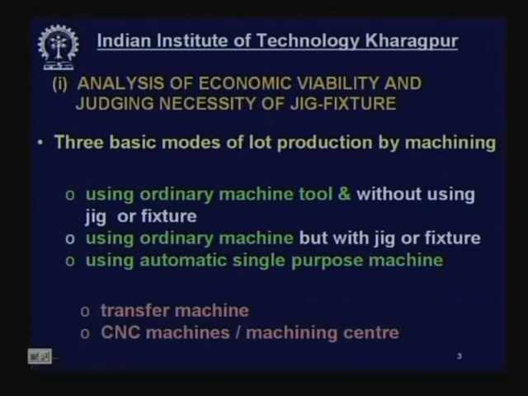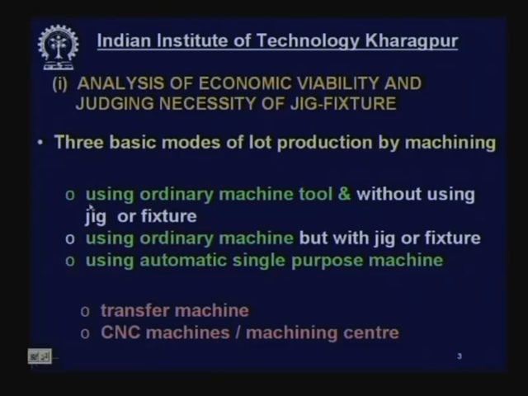Some examples will be given for some typical jobs. First, analysis of economic viability and judging necessity of jig and fixture, whether it should be used or should not be used. Before that, let us recall the machining work for a lot production, starting from a few pieces to a large lot. There are three basic modes of lot production by machining.